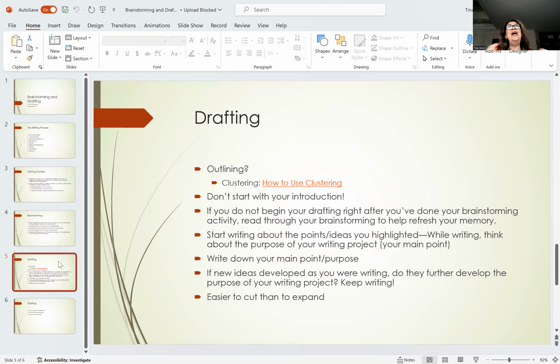And while you're writing, you're going to start thinking of more ideas. Okay, as you're doing that, I want you to also start thinking about what is the main point of your writing project? What is the purpose of your overall project? What is the thing that you want your audience to understand differently as a result of reading your project? Okay. And try to write that down.